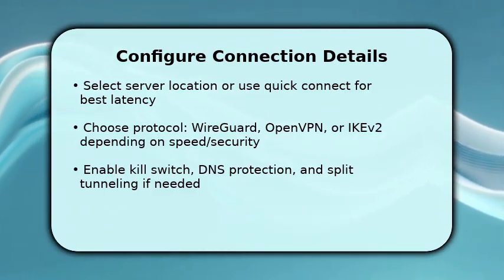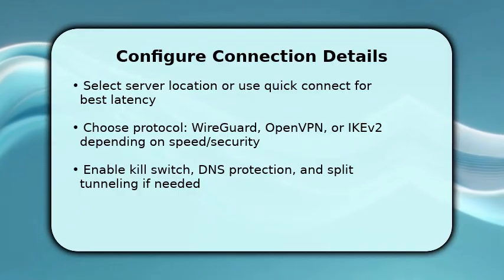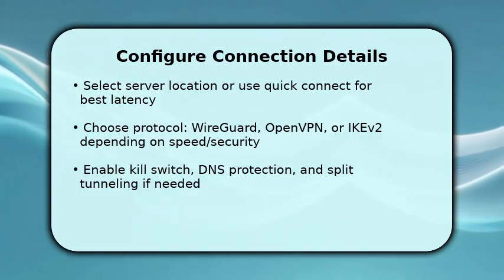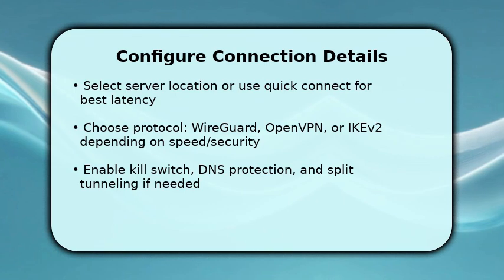Make sure the kill switch and DNS leak protection are enabled to prevent leaks. Enable split tunneling only if specific apps should bypass the VPN. After settings, tap Connect and watch the status change to connected.